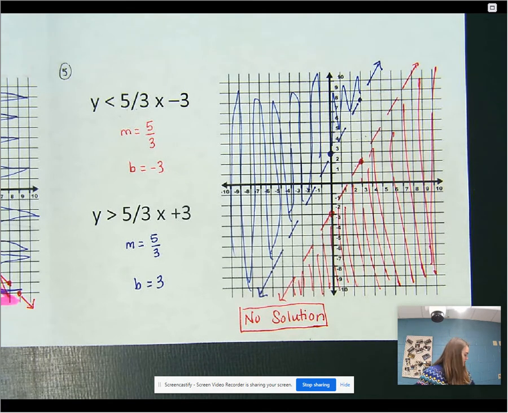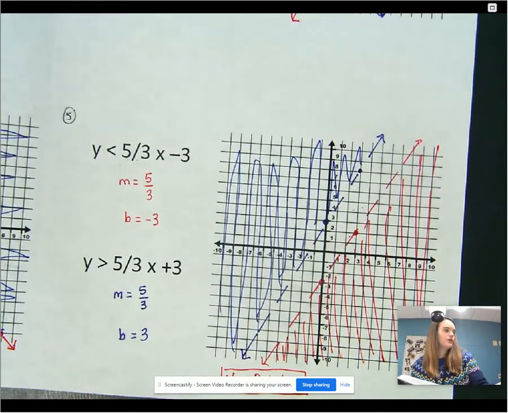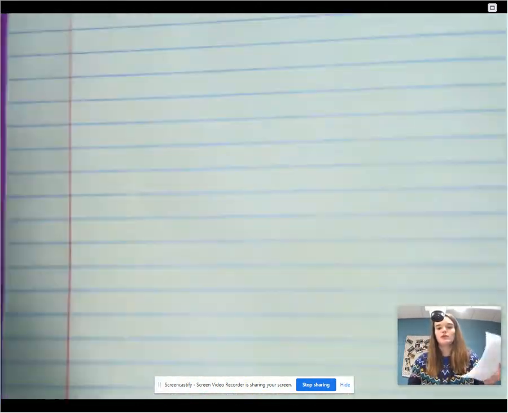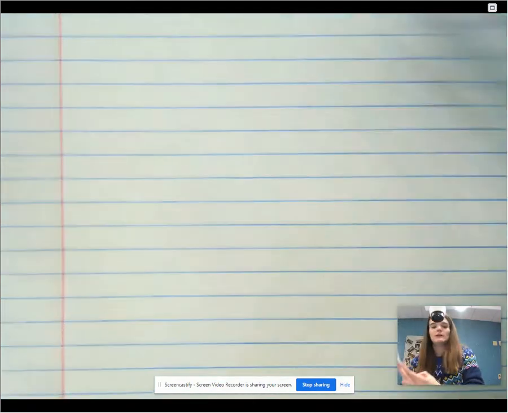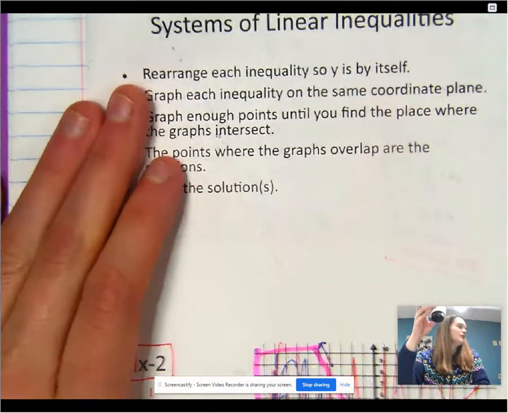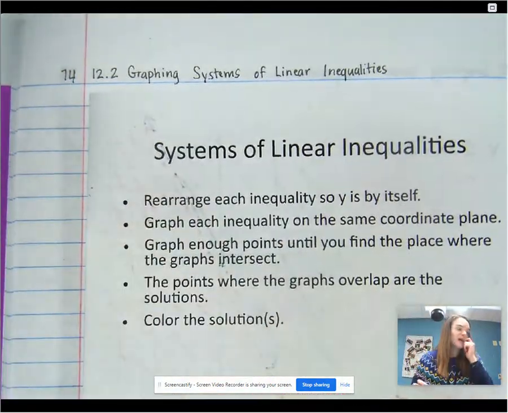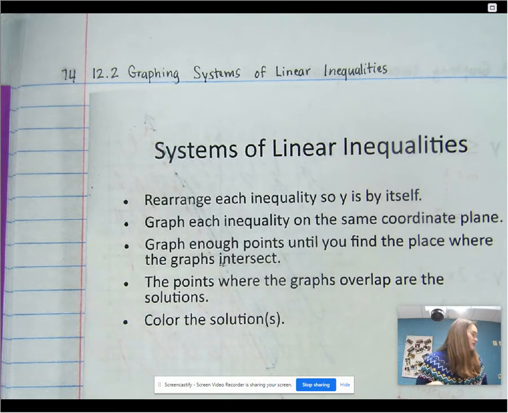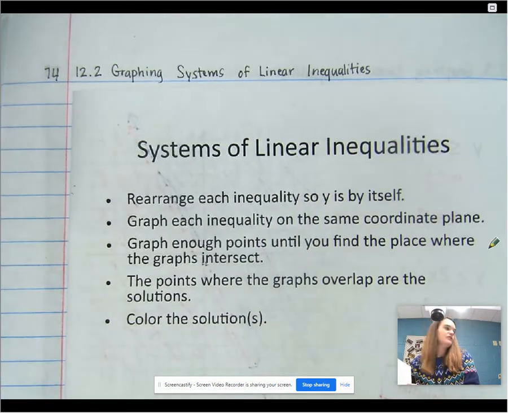All right, we're going to glue this on page 74. Then you're going to get started on the assignment that is posted under this or with this. Okay, so this goes on page 74. Go ahead and glue that in. We will finish this lesson in the next video.